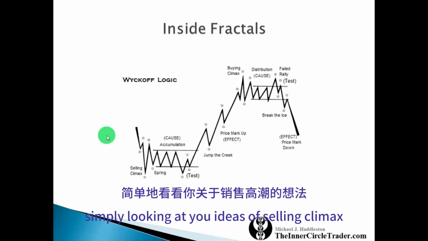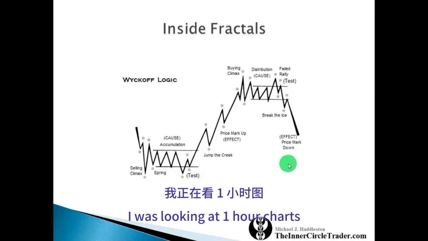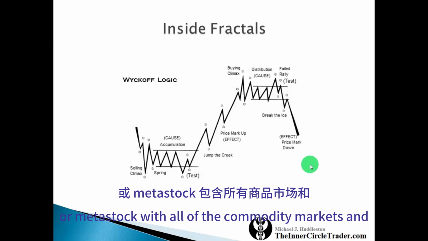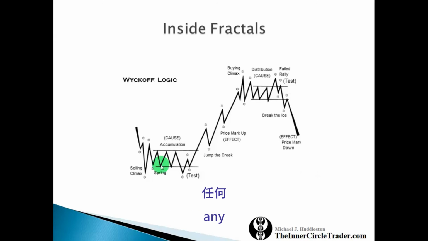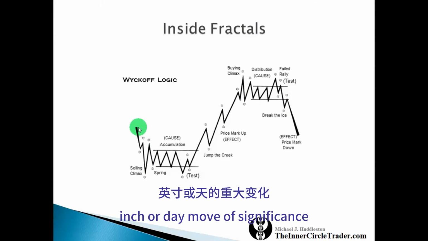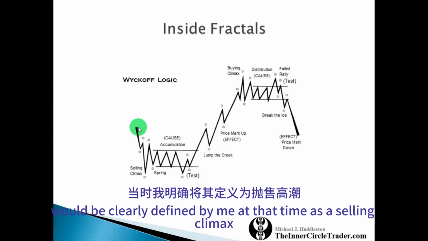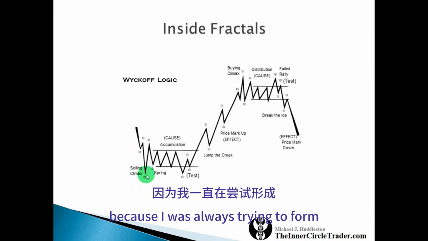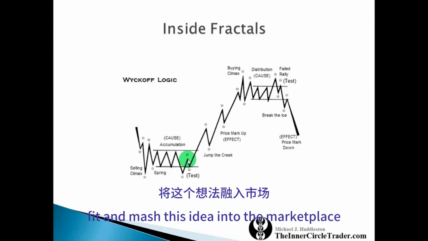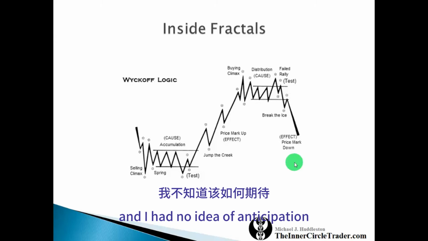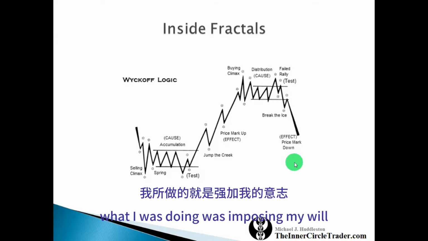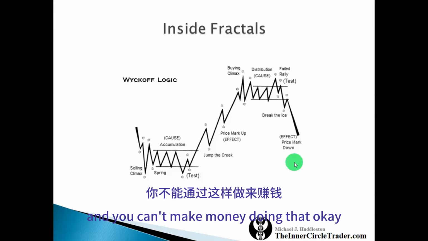Well, simply looking at ideas of selling climax, I was looking at 1 hour charts on Metastock with all of the commodity markets. On a 1 hour chart, any intraday move of significance would be clearly defined by me at that time as a selling climax, because I was always trying to form fit and mash this idea into the marketplace, just like we try to force the divergence before it's really there. I had no idea of anticipation. What I was doing was imposing my will, and you can't make money doing that.